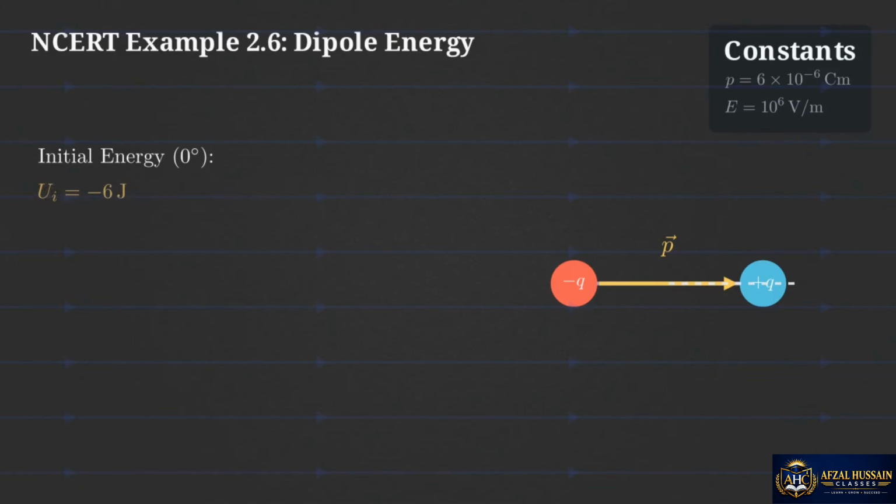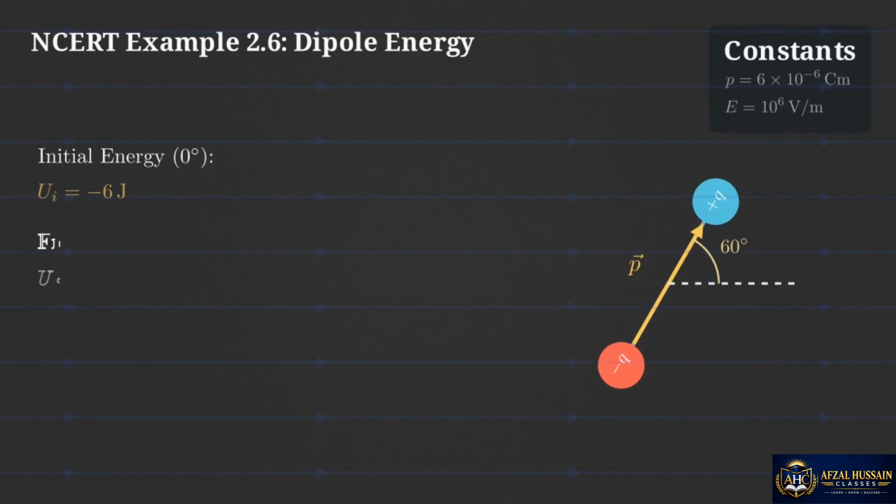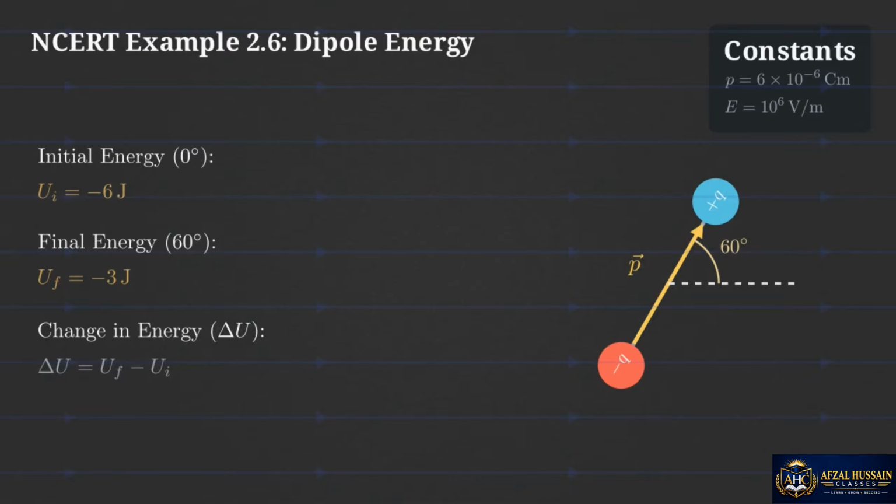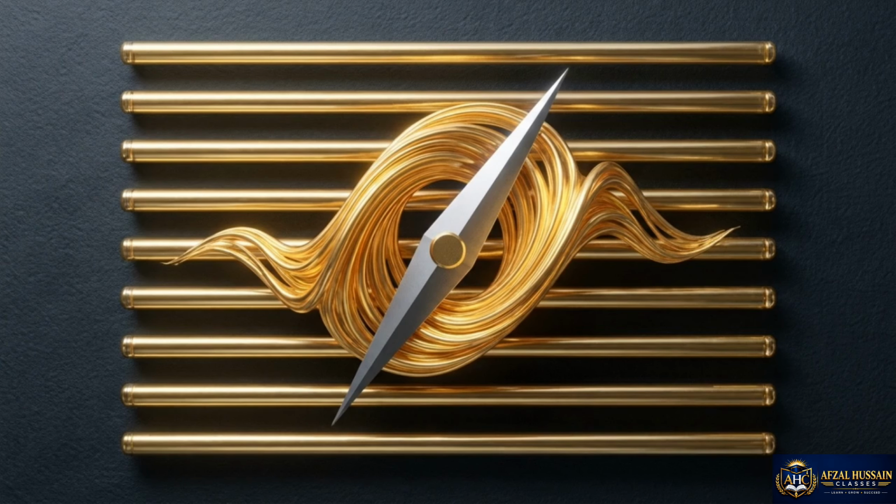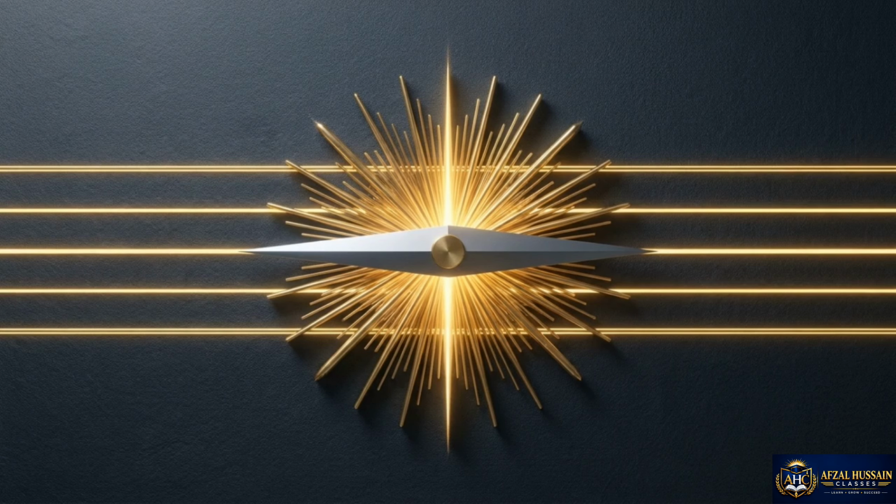Next, we find the final energy at 60 degrees. Using the cosine of 60, which is 1/2, the potential energy becomes negative 3 joules. The change in potential energy is the final value minus the initial value. Subtracting negative 6 from negative 3 yields a positive 3 joules. This positive result confirms the system absorbed 3 joules of energy to reach this new orientation. If the dipoles were allowed to realign with the field, this energy would be released.